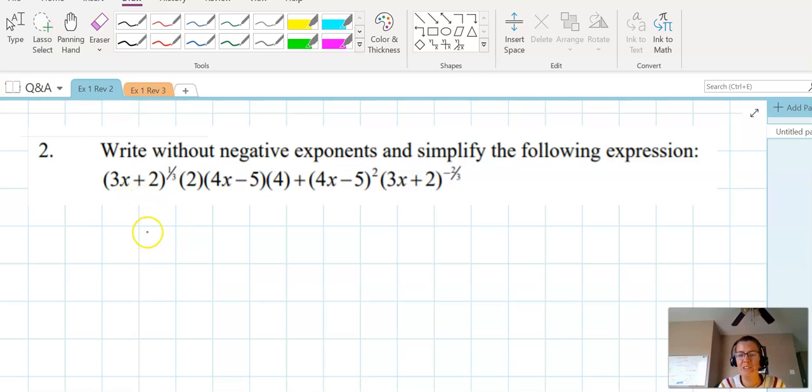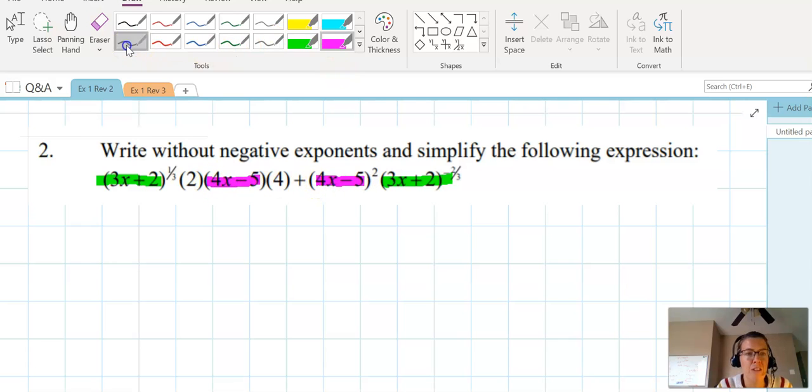Okay, so here's a video solution for question 2 on the review. I get a lot of questions about these types of problems, which are basically intense factoring problems. In this expression, we'd want to first look for common factors. We've got a common factor of 3x plus 2, which appears here and here. And then we've got another common factor of 4x minus 5, which appears here and here.